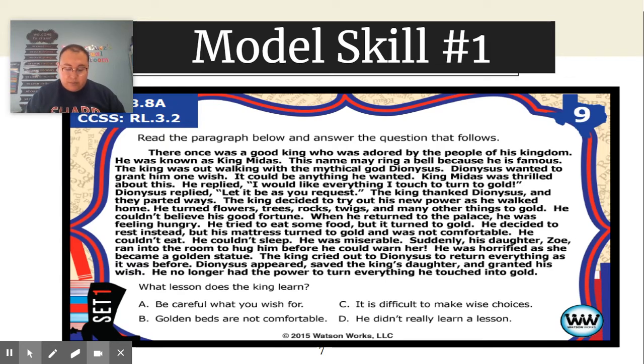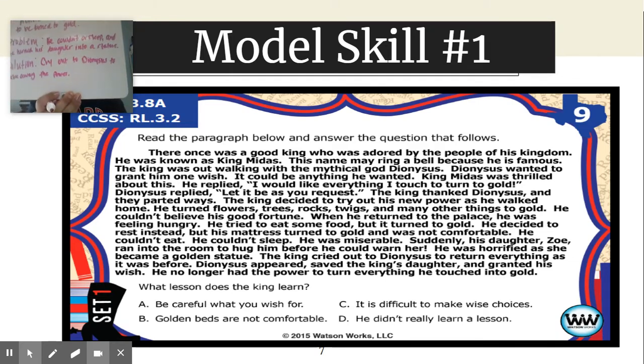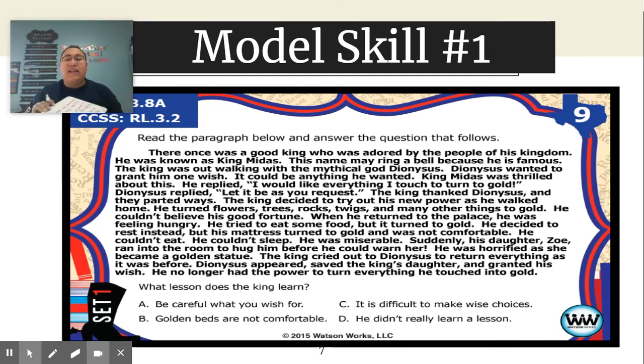To take away the power, right? That's what he did. So he wanted him to take away the power. So, what lesson does he learn based on the actions, the problem, and the solution?